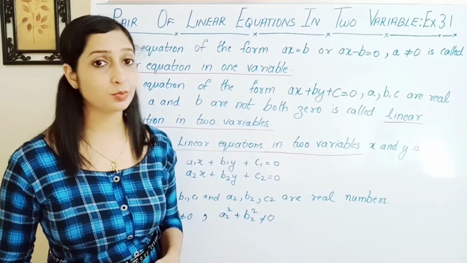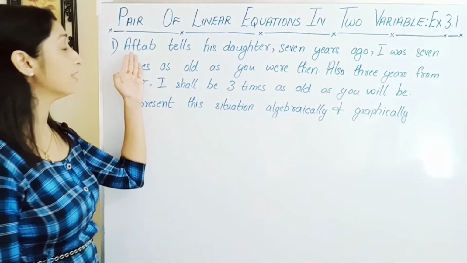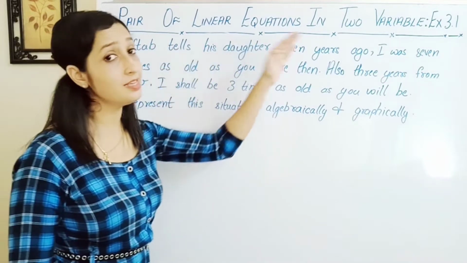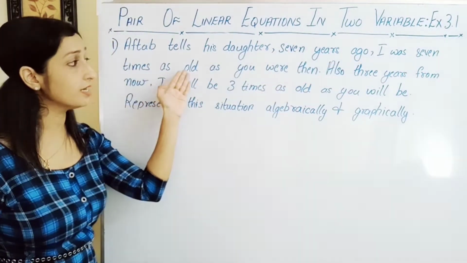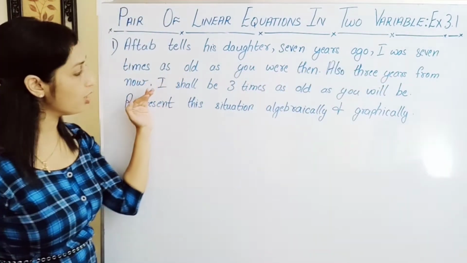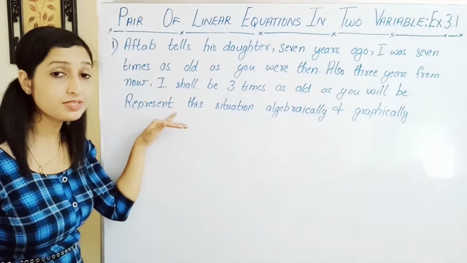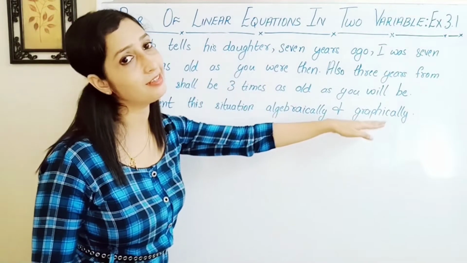So now let's start with our exercise 3.1. So this is our first question. That is, Aftab tells his daughter, 7 years ago I was 7 times as old as you were then. Also, 3 years from now I shall be 3 times as old as you will be. Represent this situation algebraically and graphically.